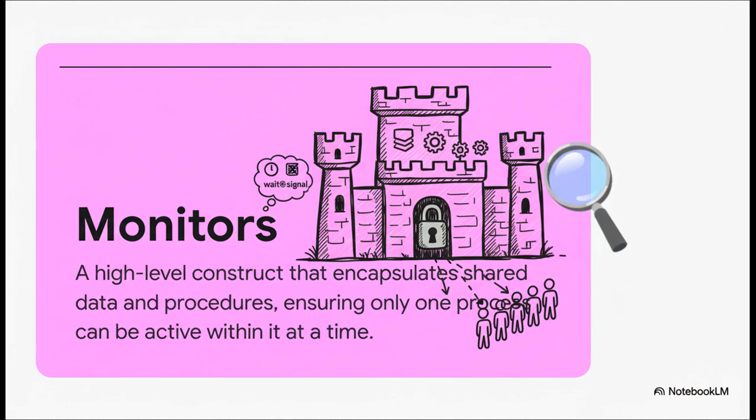And that problem leads us directly to our next tool, the monitor. A monitor is a much smarter, higher-level solution. Instead of just giving programmers a lock and hoping they use it right, a monitor bundles the shared data and all the rules for accessing it into one safe little package. It's kind of like a fortress. The data is locked inside, and the fortress walls themselves make sure only one process gets in at a time.